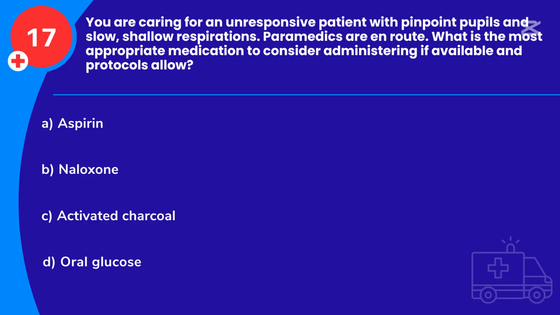Question 17. You are caring for an unresponsive patient with pinpoint pupils and slow, shallow respirations. Paramedics are en route. What is the most appropriate medication to consider administering if available and protocols allow? A. Aspirin. B. Naloxone. C. Activated charcoal. D. Oral glucose.